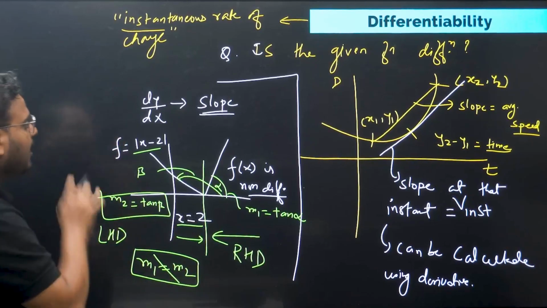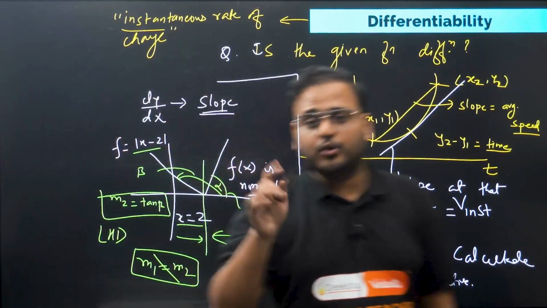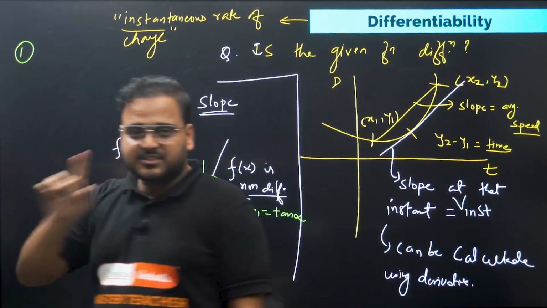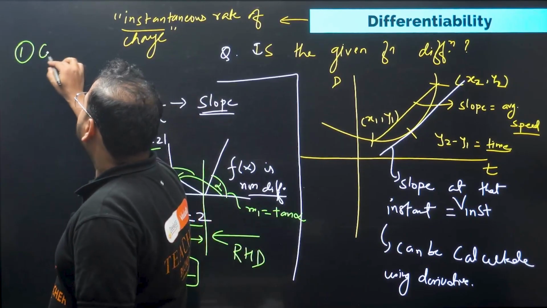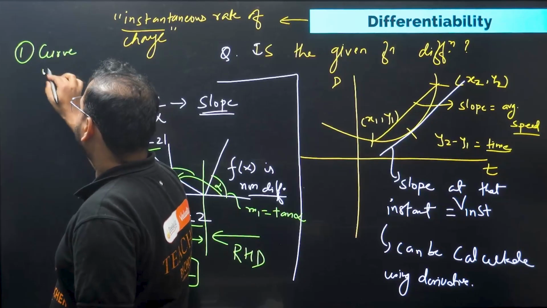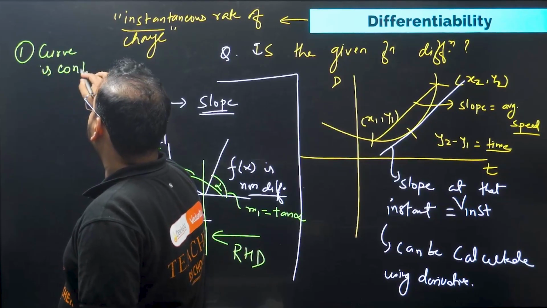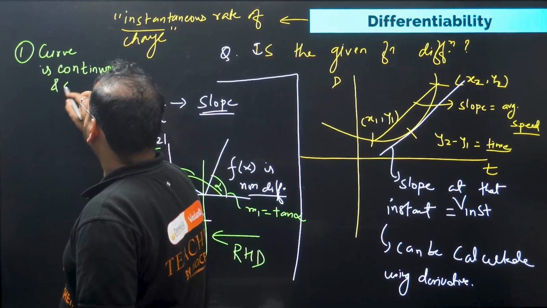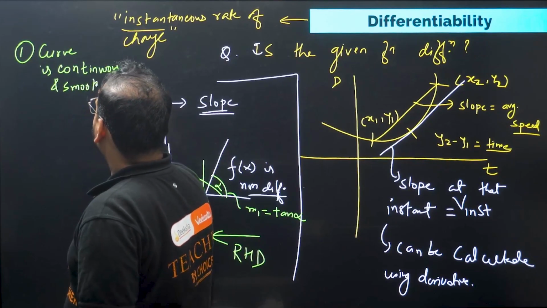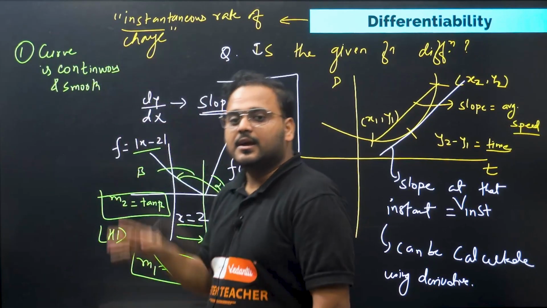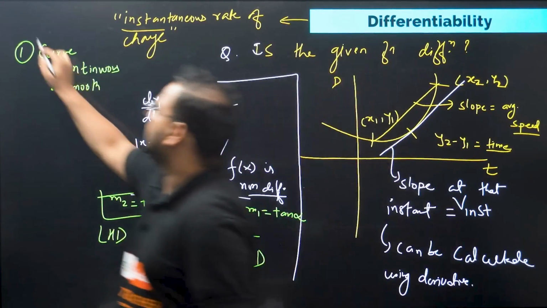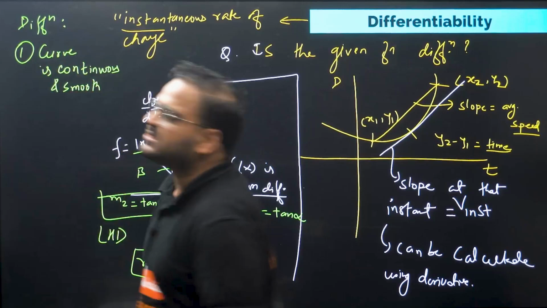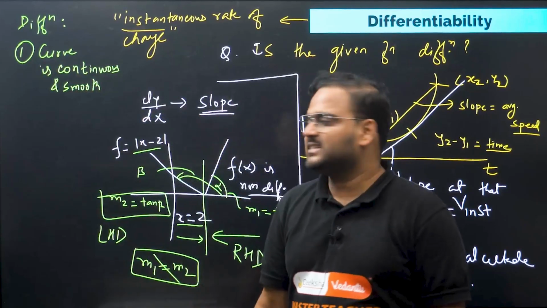So what we have learnt in this particular slide, there is too much information. I want to give it to you one by one. First thing we learnt: a function is differentiable if the curve is continuous and smooth.